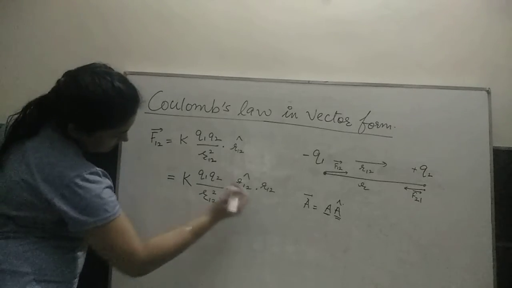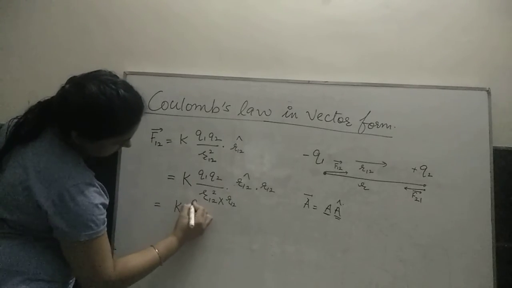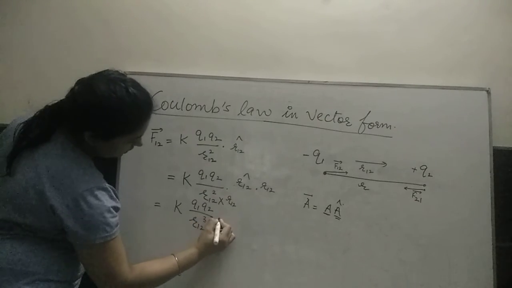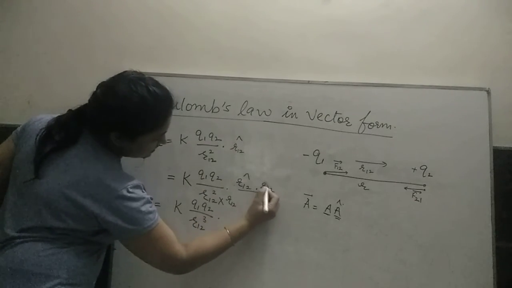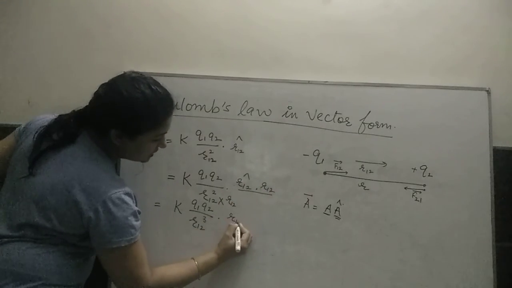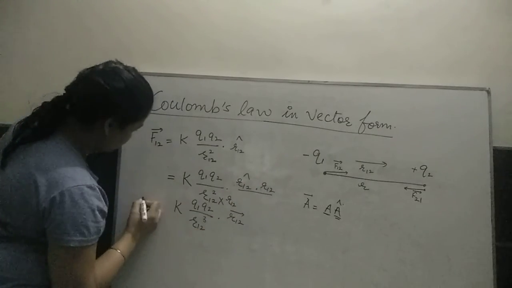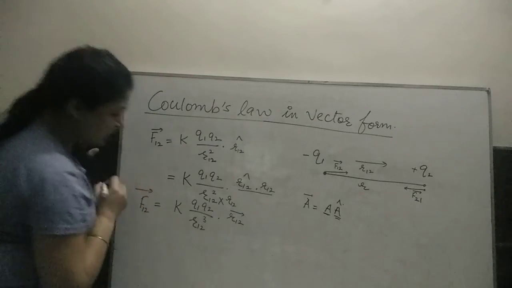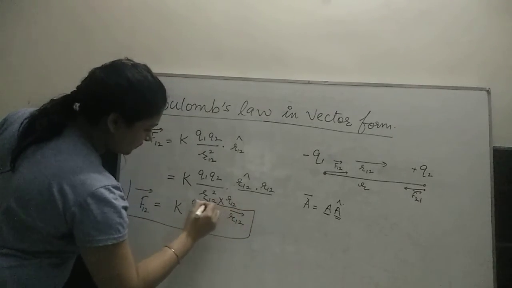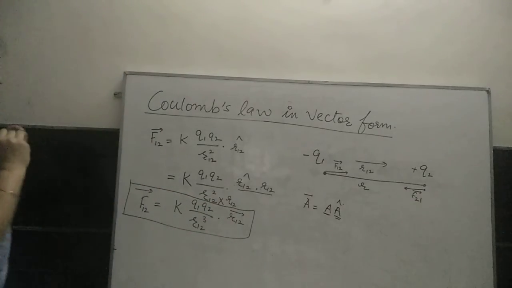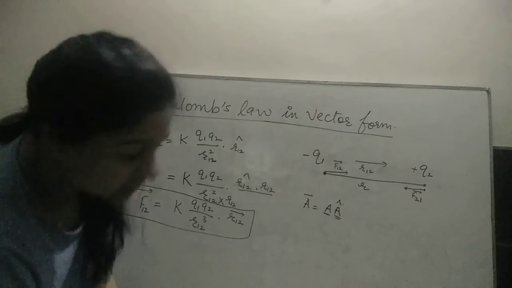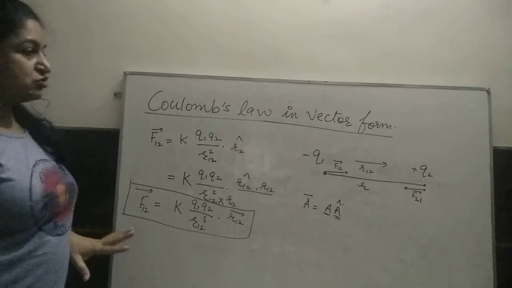So now let us write this as K Q1 Q2 over R12 cube. And you see what this would become. This is magnitude and direction. This would become a vector, that is R12 vector. So this is the force between the two charges in the vector form. So from here you can tell the direction also, direction of force on a particular charge because of the other charge. So this is all about today's lecture.